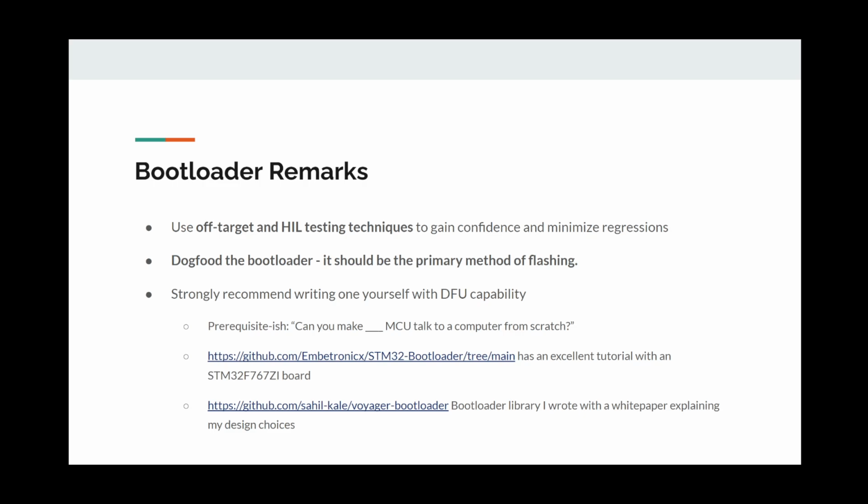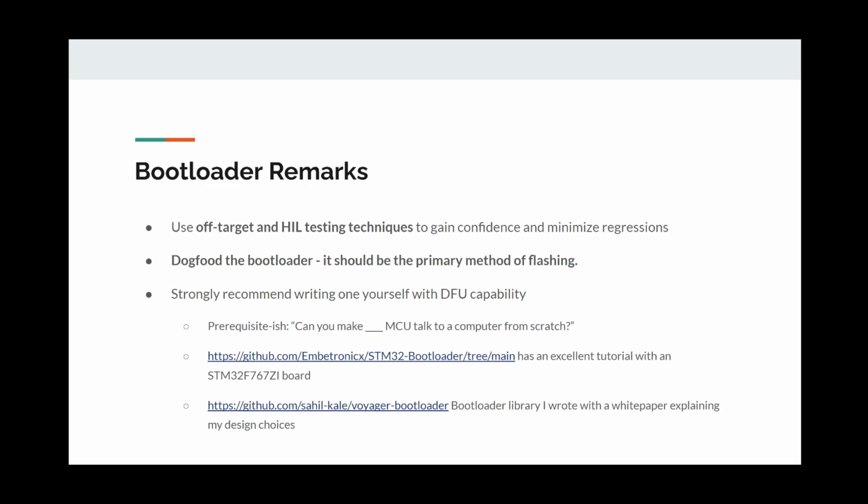Use off-target and hardware-in-the-loop testing techniques to gain confidence and minimize regressions. If you're going to make your own bootloader with DFU, make it the primary method of flashing. As in, if you're going to roll your own bootloader, get rid of all the programmers in the bay except one or two, and constantly use your bootloader to update. This is going to put cycles on it, because a lot of the bugs with a bootloader you're generally only going to find by testing it constantly. And I strongly recommend writing one yourself with DFU capability.